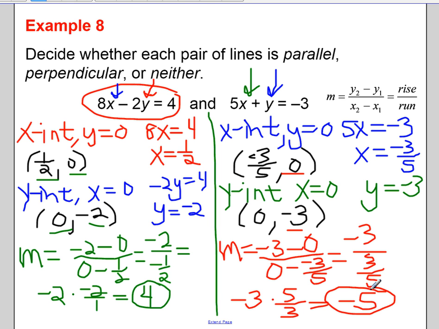So notice that the two slopes here, we have this slope of 4, this slope is -5. The slopes are not the same, so the lines are not parallel. Also notice that these are not opposite reciprocals. So our answer to this question is that it is neither. They're not parallel, it's not perpendicular. The two lines just have different slopes, and so we answer as neither.